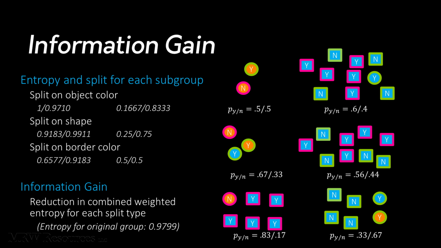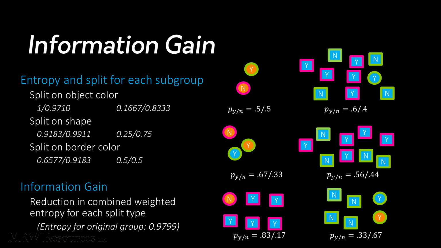So if we split on object color, you can see we end up with two groups. The small group has 2, but we have a 50-50 split. So we have a probability of 0.5, 0.5. The larger group has 10 items in it, 6 yeses, 4 nos. So we have a 60-40 split. Next, we've got a split on shape. So the round group, we end up with 3, 2 of them with yeses. So we have a 67-33 split. On the square, we have 9. So we have 5 and 4, 56-44.